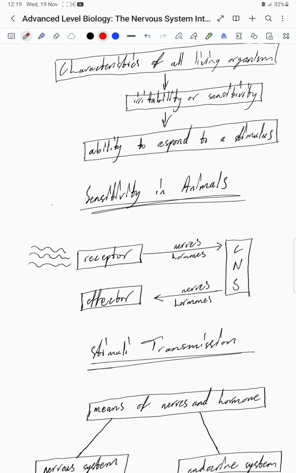So today we are doing advanced level biology, the nervous system, an introduction. So let's start.